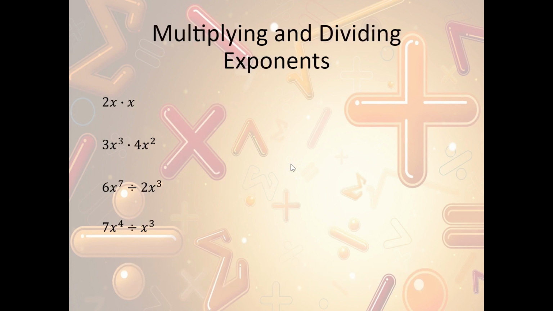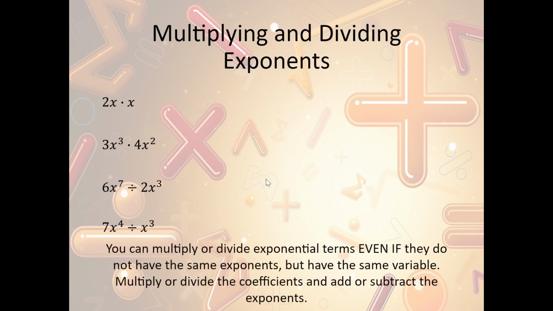Now when we multiply or divide exponents, the rule is this: when we multiply or divide exponential terms, even if they do not have the same exponents but have the same variable, we can still do it. The rule is we multiply or divide the coefficients and add or subtract the exponents. So if we're multiplying, we're going to add the exponents. So this is 2 times 1, so that's my coefficient. And I have an x to the first and an x to the first, so I'm going to add those exponents. So I get 1 plus 1 for my exponents. So 2 times 1 is 2. And 1 plus 1 is 2, so it should be 2x squared.